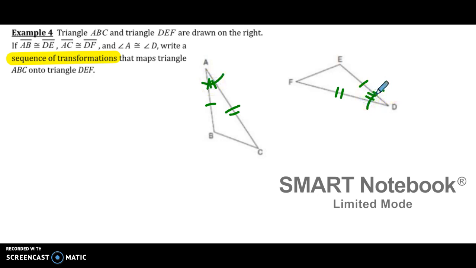Write a sequence of transformations, meaning there's going to be more than one, that maps ABC, which is our pre-image, onto triangle DEF, which is our image.